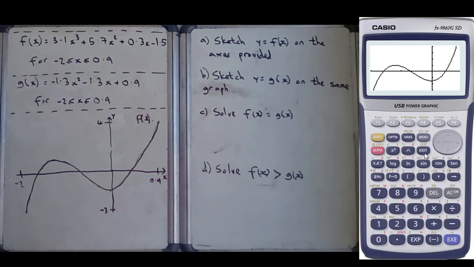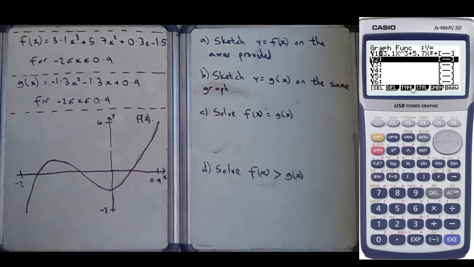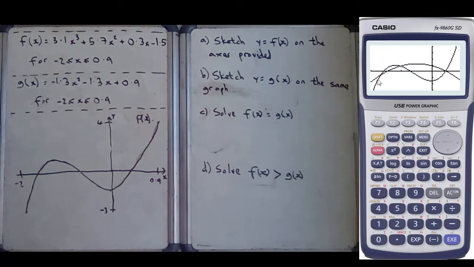So I'm just going to press exit and go to y2 and type the second one in. So minus 1.3x squared minus 1.3x plus 0.9. Execute and draw, F6, and you can see a sort of negative or upside down quadratic has appeared over this is the initial cubic graph, and here we've got this new quadratic. So we now need to put that on the same graph.